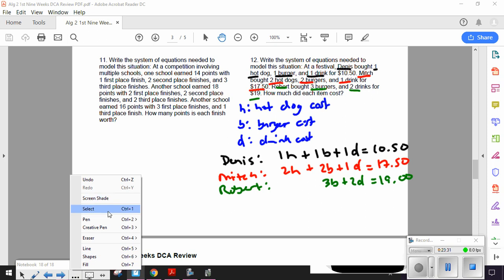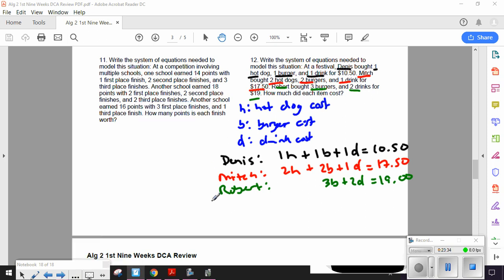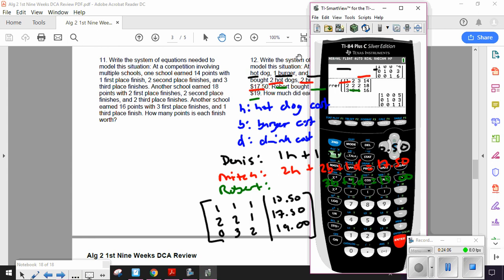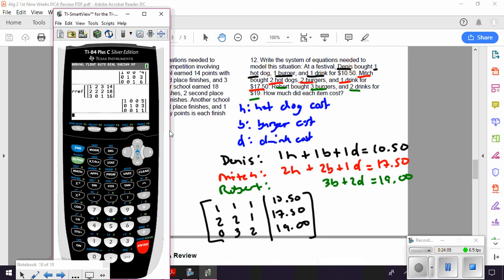Now we can write our matrix. So the first row is 1, 1, 1, 10.50. Second one is 2, 2, 1, 17.50. And again, we're missing something in our third equation, so we're going to put a 0 in its place, then 3, then 2, and then 19. Now grab our calculator. Again, it has 3 rows, 4 columns, so copy, paste.